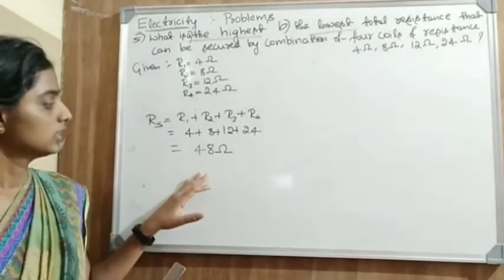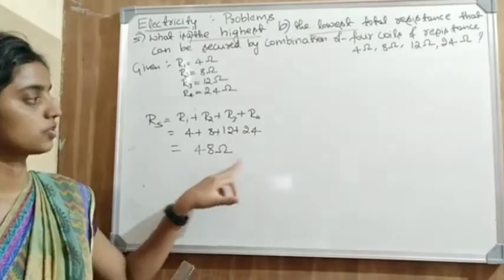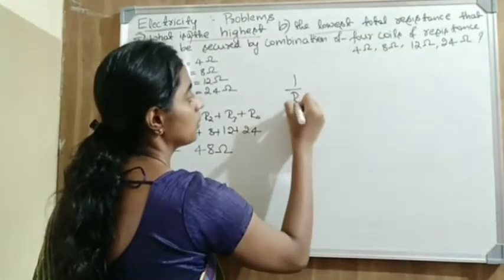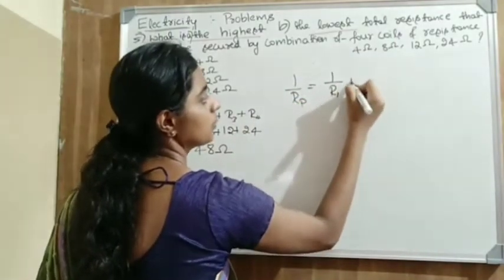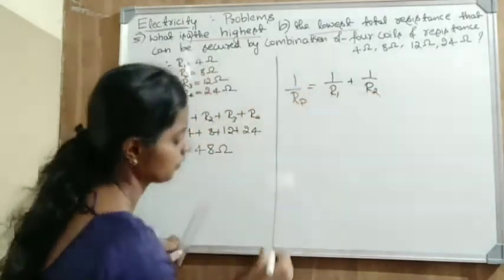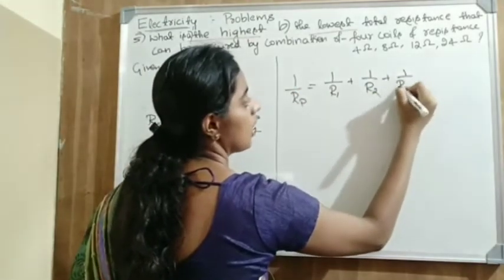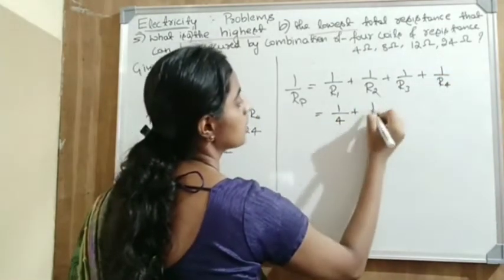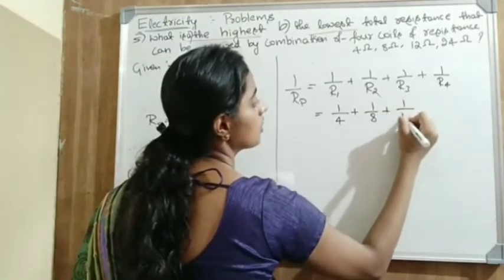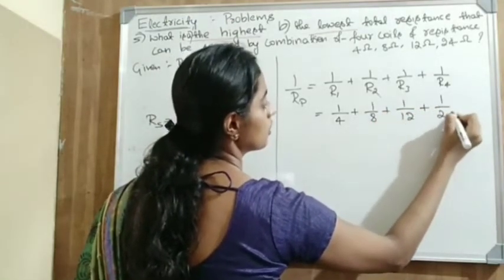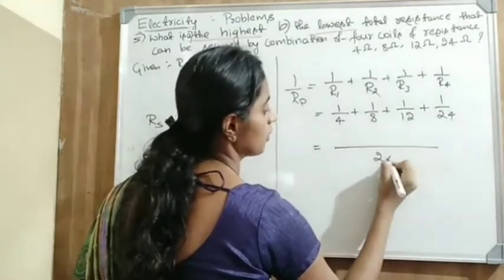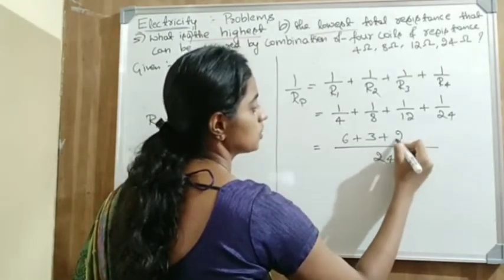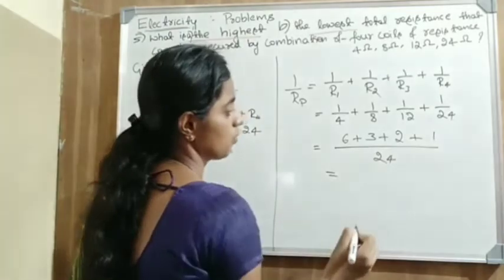We don't know yet whether it is highest or lowest because we need to solve one more thing in parallel, right? Now what is the parallel formula? 1 by Rp is equal to 1 by R1 plus 1 by R2 plus 1 by R3 plus 1 by R4. That is 1 by 4 plus 1 by 8 plus 1 by 12 plus 1 by 24. Now take the LCM, we will get 24. 4 6s are 24, 8 3s are 24, 12 2s are 24, 24 1s are 24.